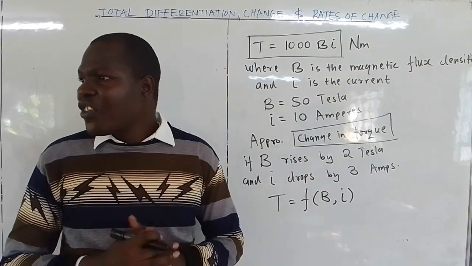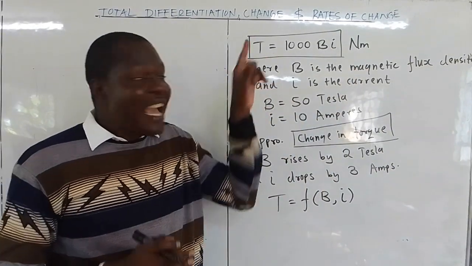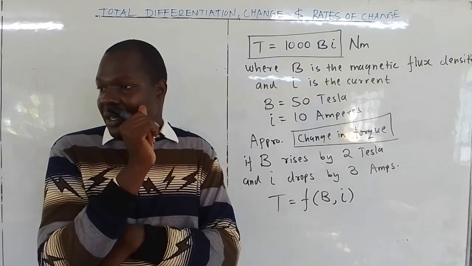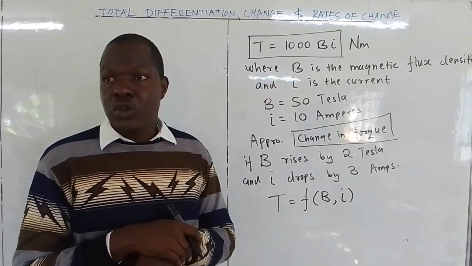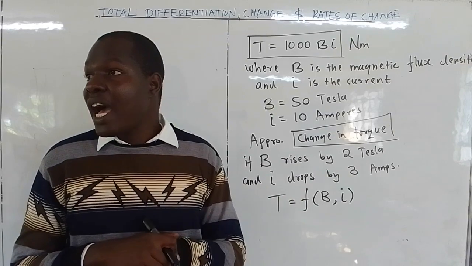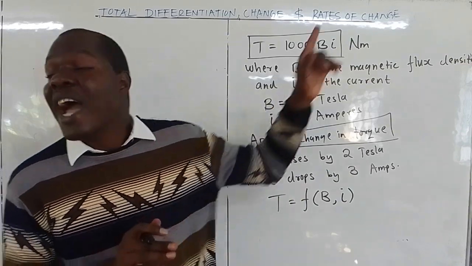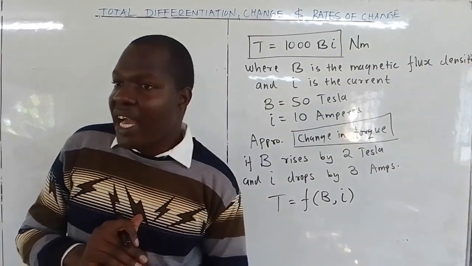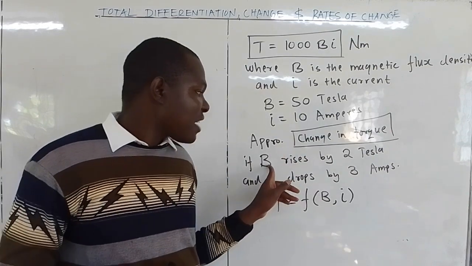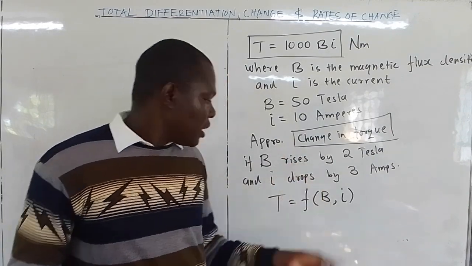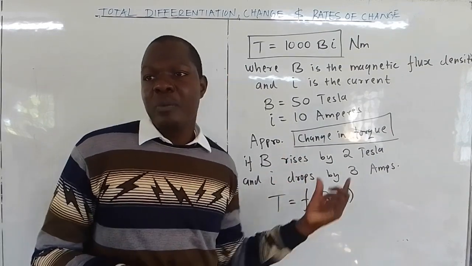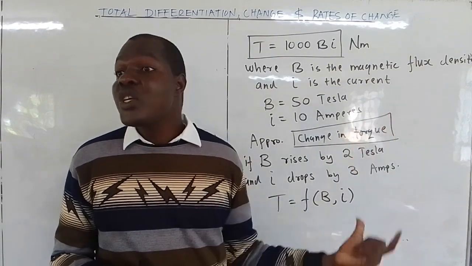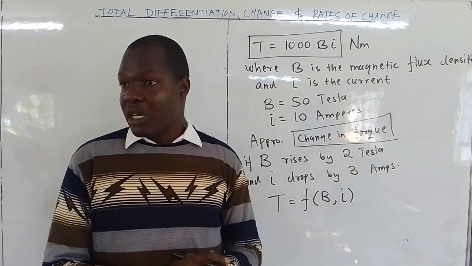Meaning if they were looking for the change in I, you would make I the subject of that formula, isn't it? So they wanted the change in torque. Once T is the subject of the formula, T is going to be a function of the other variables. And which variables do we have? We have the magnetic flux density to be rising, and we have the current to be dropping, meaning those are the two quantities which are varying. They are the variables, isn't it?